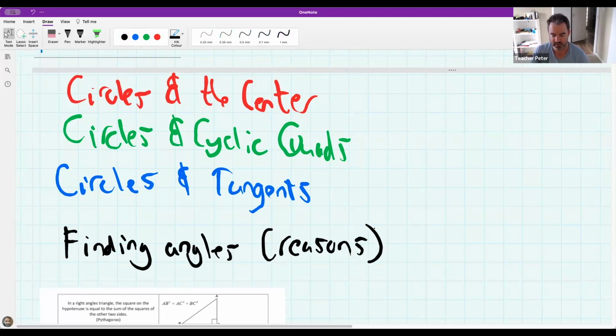And as you get better at it, you'll start talking about things like proving questions, like proving something is a cyclic quad or proving something is a tangent. We often call those the converse theorems, but we're not going to get to that until we're ready. So that's kind of what we've been doing.